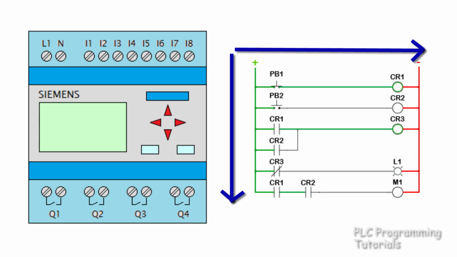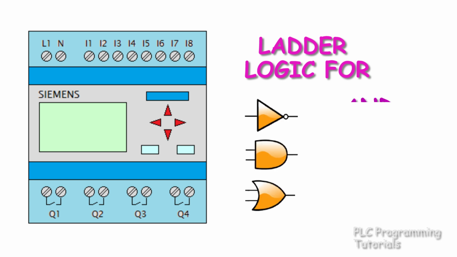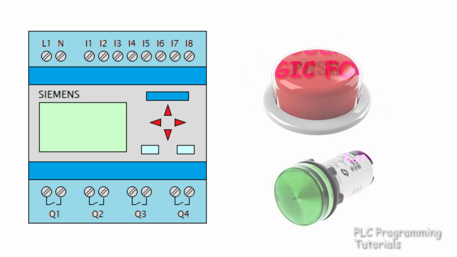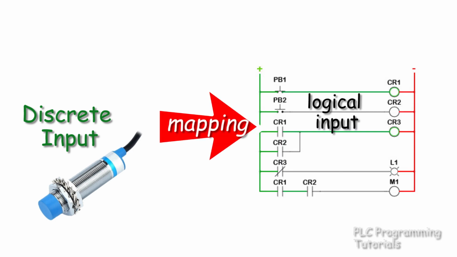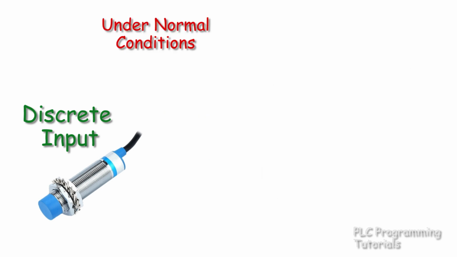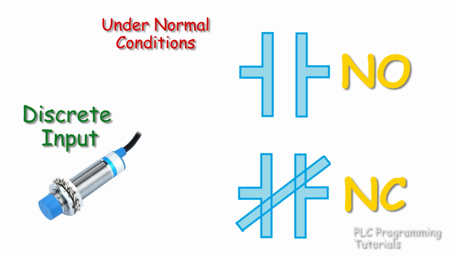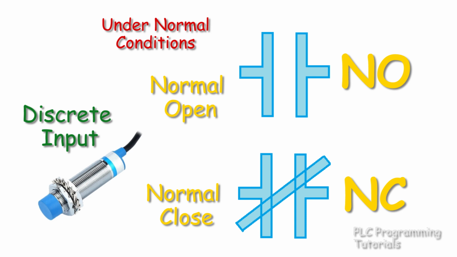Let us build a line of logic for the basic gates that are AND, OR, and NOT. We will be using push buttons and LEDs for the same. A physical discrete input can be mapped into logical inputs in a rung. The values that these discrete devices can take are NC or NO. NC stands for normally closed contact and NO stands for normally open contact.